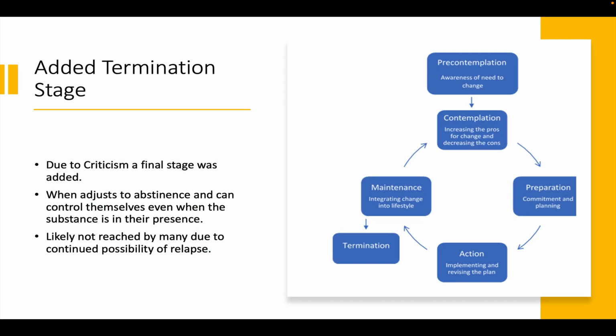Due to criticism within the field, another stage was added, which is considered the termination stage. The termination stage is identified as the person who has adjusted to their abstinence and can control themselves even with an addiction trigger present. The stage demonstrates a complete recovery from their substance, which no longer has control over them. Many people do not get to this point, and this stage is often still debated in the field because research denotes that addiction is a lifelong disease that somebody may not be fully recovered from due to how the brain reacts to the substance.